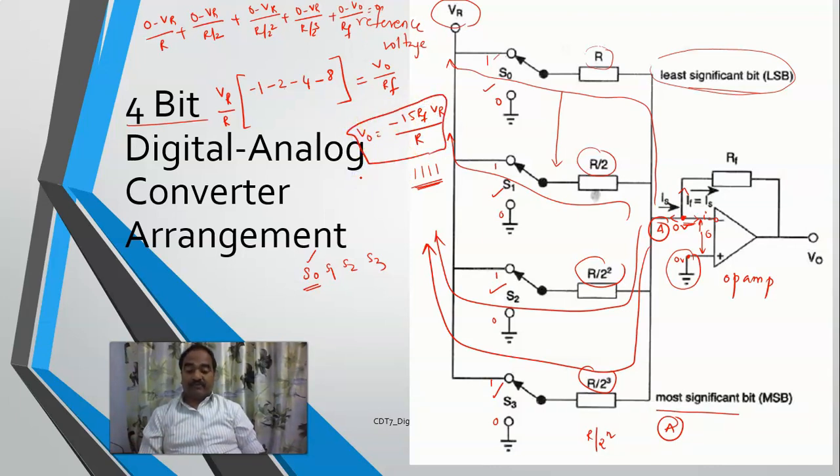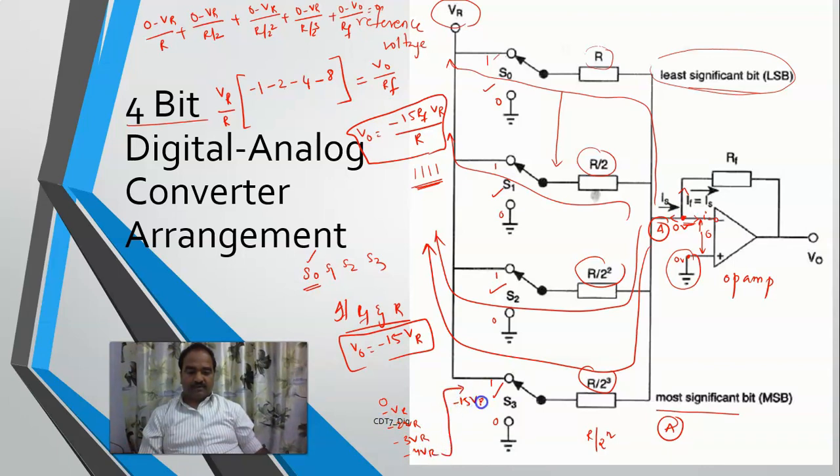Right. It is just like if you take the values of R and RF as equal. If RF and R are both equal, then V0 is equal to minus 15 VR. See, which means that the values of the different options which we have here can be 0, or it can be minus VR, it can be minus 2 VR, it can be minus 3 VR, it can be minus 4 VR. So like that, up to minus 15 VR options are there.